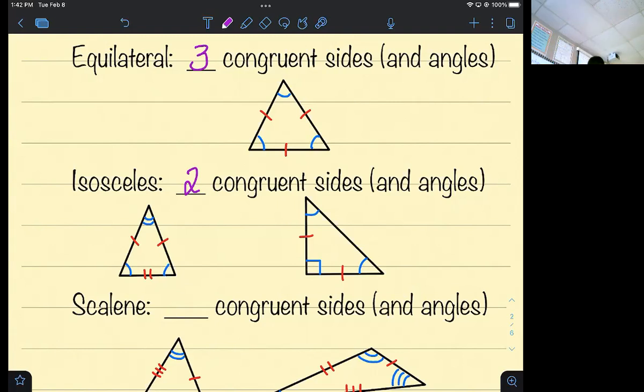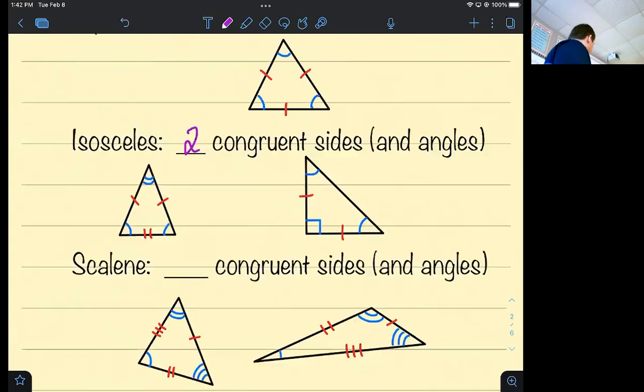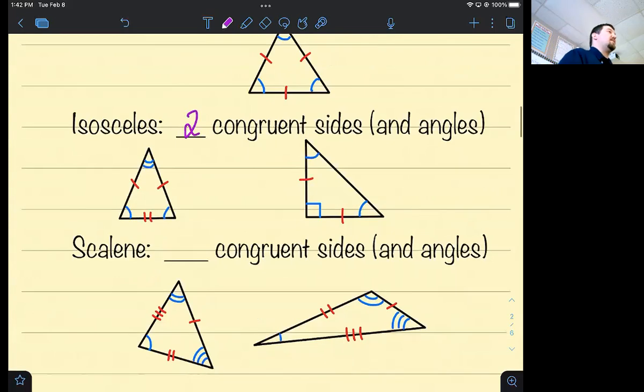You can have acute isosceles triangles. You can have right isosceles triangles. You can even have an obtuse isosceles triangle, but you can't have an obtuse equilateral triangle because Brady's already said if it's equilateral, the angles have to equal 60 degrees. So all equilateral triangles are always going to be acute and they're always going to look the exact same. And then scalene, how many congruent sides on the scalene triangle?